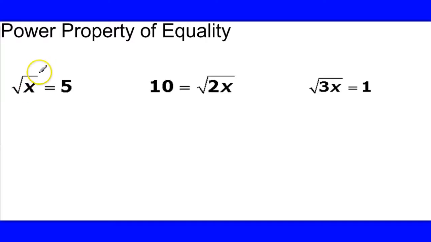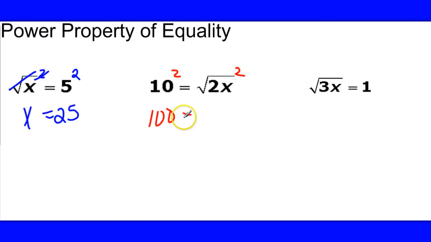So in this case, you've got a square root here. We're trying to solve for x. So we're going to square this side, and to be fair, we're going to square this side. The square root and the square cancel out with each other, and we get x is equal to 25. Okay, same thing here. I've got a square root. To get rid of that, I'm going to square it, which means I need to square this side, which gives me 100 is equal to, and the square root cancels out. That gives me 2x. Divide both sides by 2. x is equal to 50.